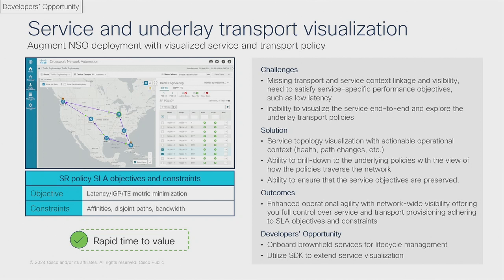Service and underlay transport visualization. Again, here we embrace that intent-based approach where we use the declarative model, where I can specify the intent of the service in terms of whether I want it to be low latency, I want it to be adhered to certain constraints like affinity or path disjointness. And when we have that kind of concept, again, from the developer perspective, it gives you the ability to extend those models, to customize those models based on the specific service definition or SLOs that you want to implement in the network. Going to the next slide.